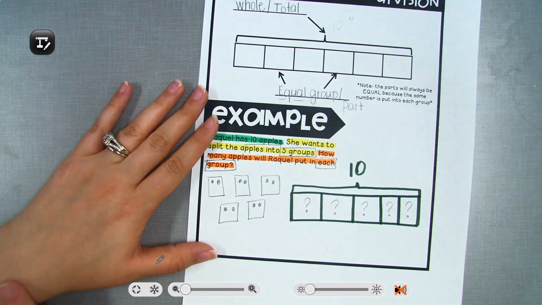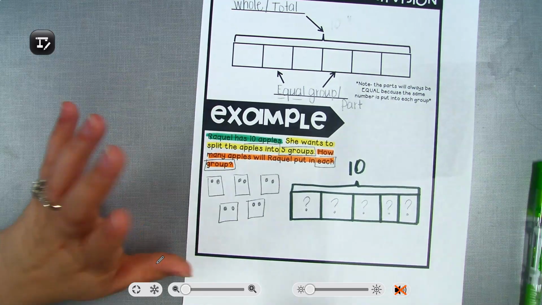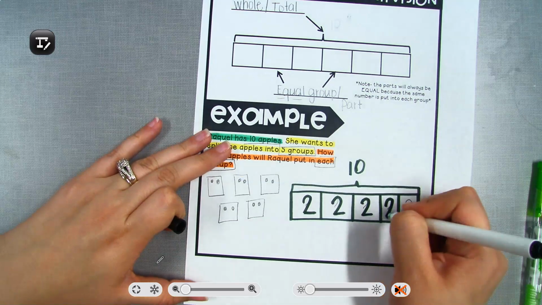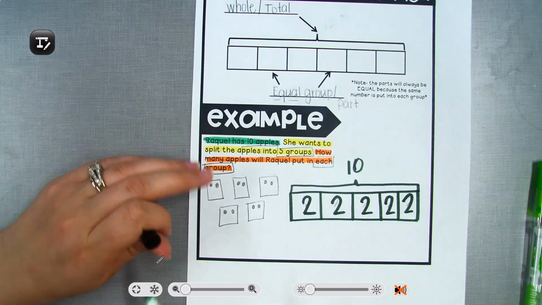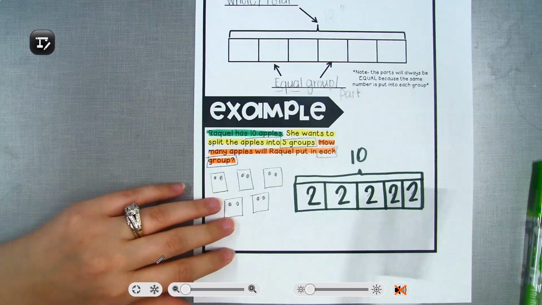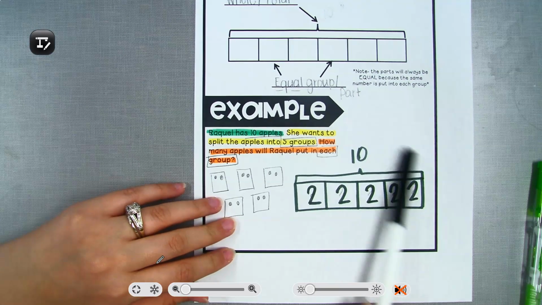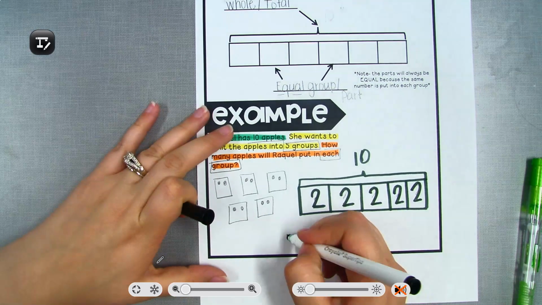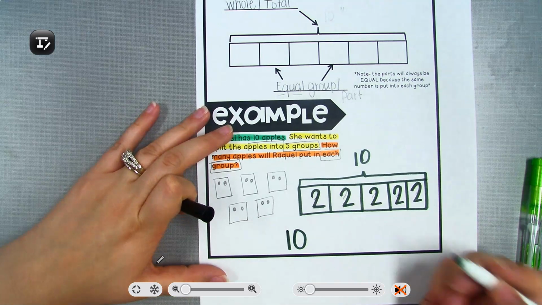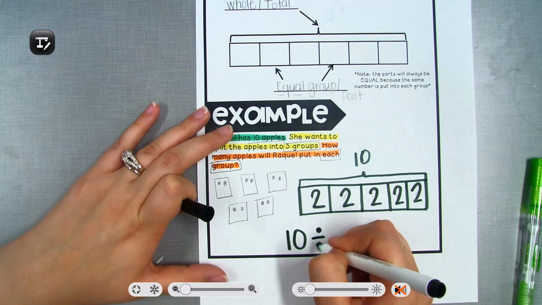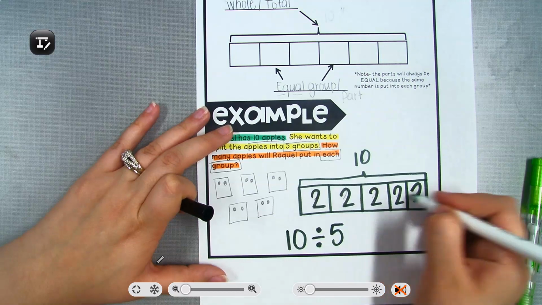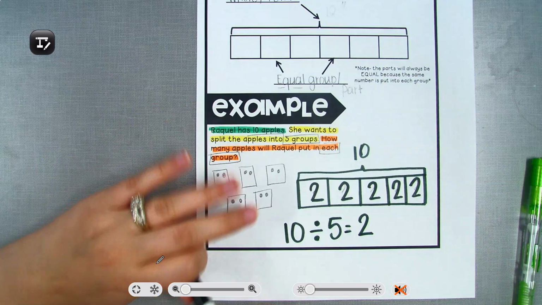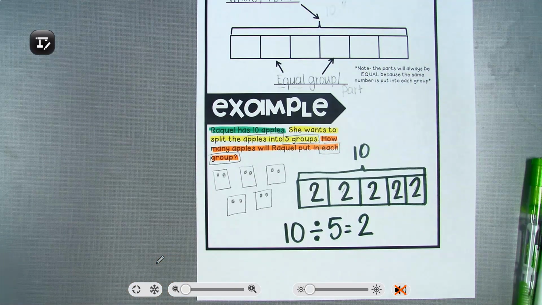So how many apples did they each get? They each got 2. So that means that 2, the number 2, not the picture, needs to go in the box. So 2 plus 2 plus 2 plus 2 plus 2 equals 10. So my equation would be 10, because we start with the biggest number, divided by 5, because I'm dividing it into 5 groups, equals 2. So each group would get 2. Okay, so now let's work some problems together.